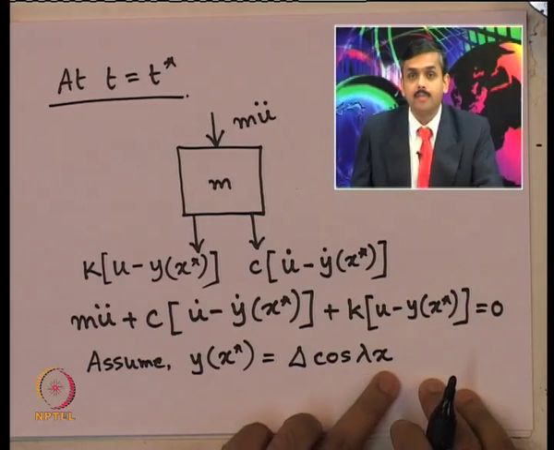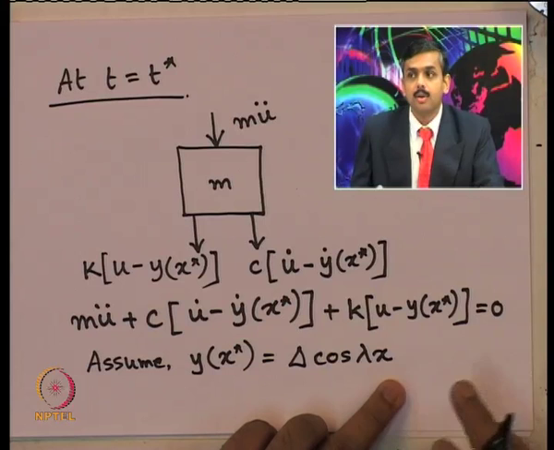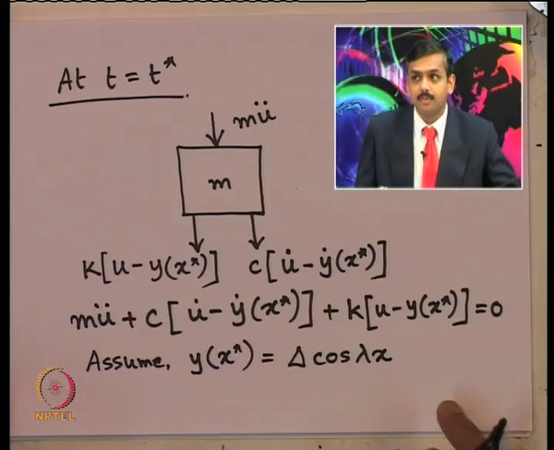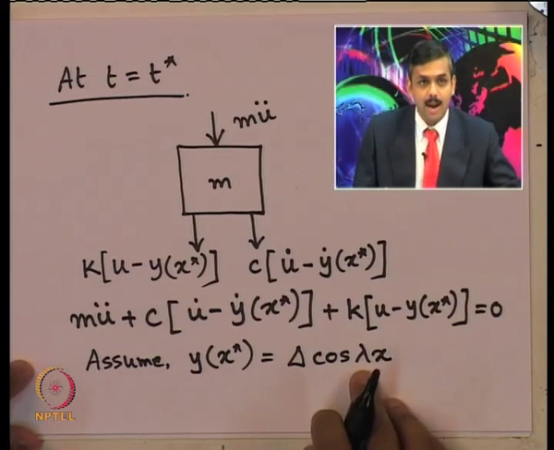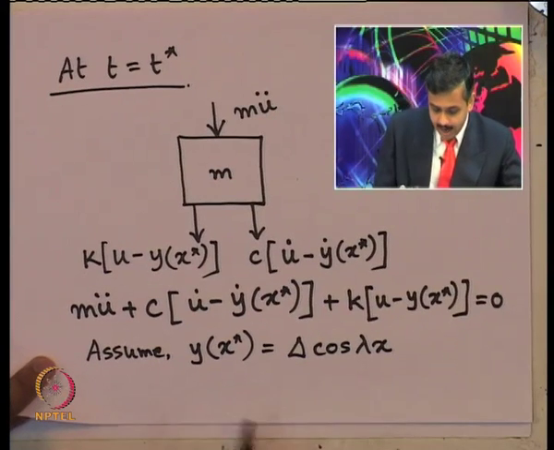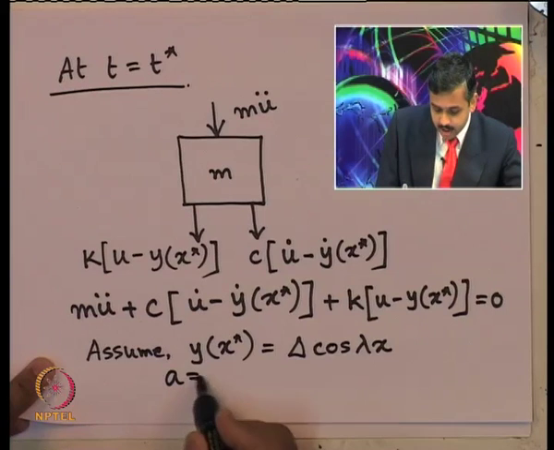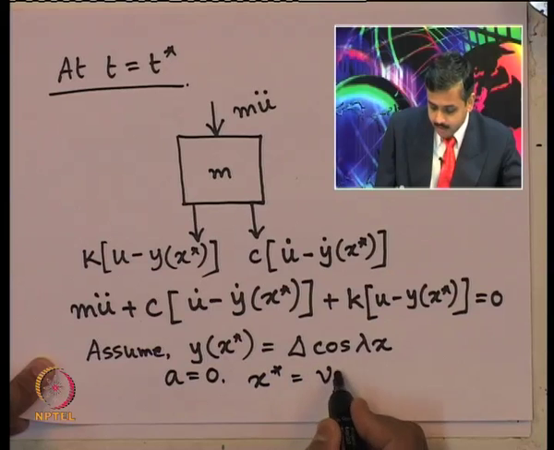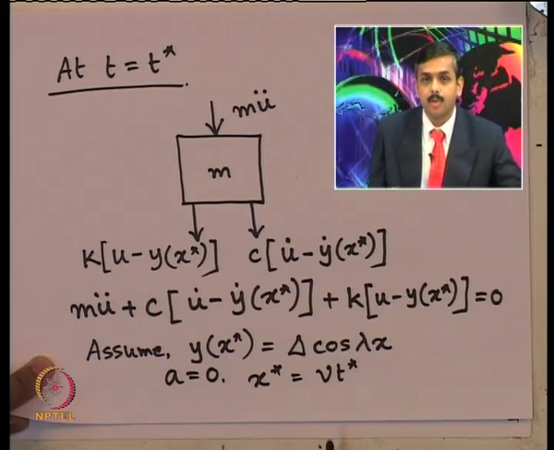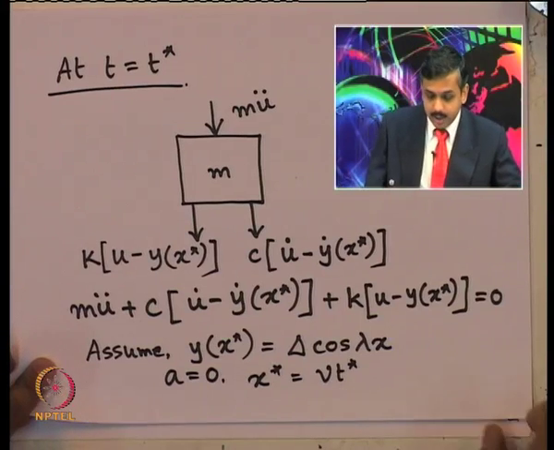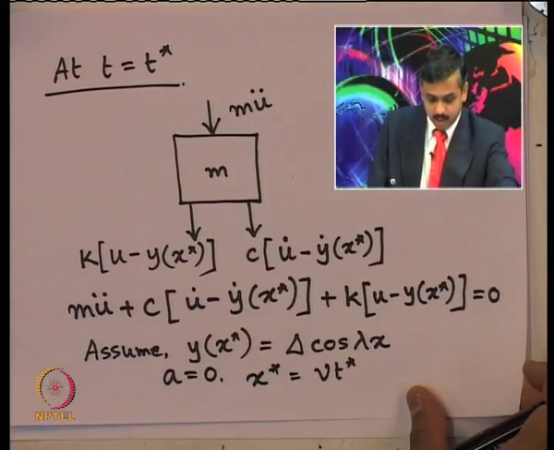So, let us say cos of lambda x, lambda being the frequency, that we can easily obtain from the wavelength conditions, because from the length and the velocity of the vehicle we can get the lambda value for the system, right. So, with this assumption, let us say another condition that the acceleration is 0. So, whatever is our x star, that is given by v t star. So, it is moving at a constant velocity. In that case, what we will get if we simplify and put this expression here.